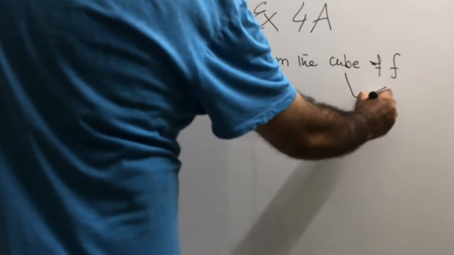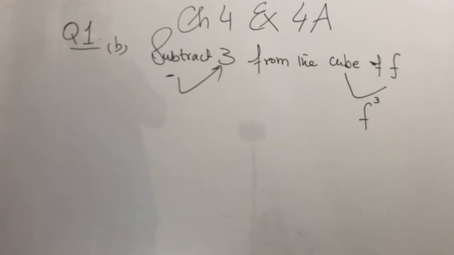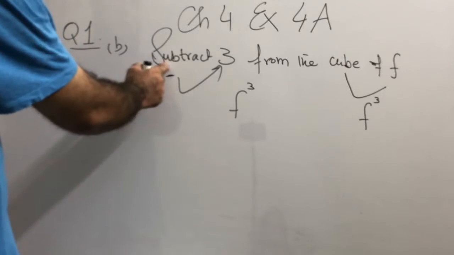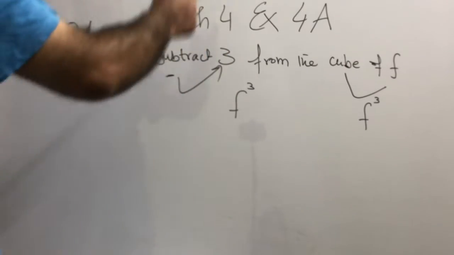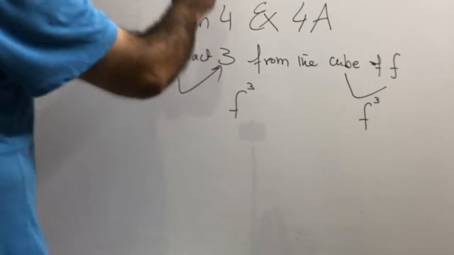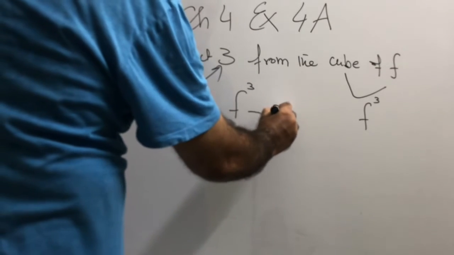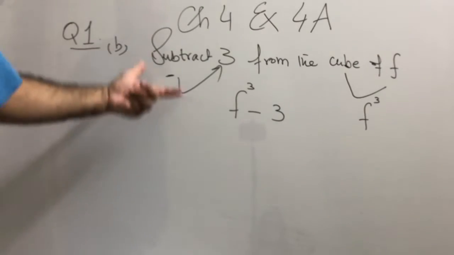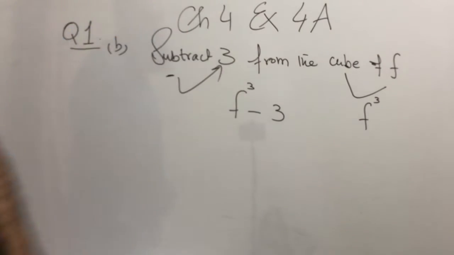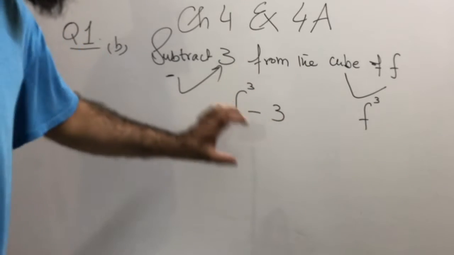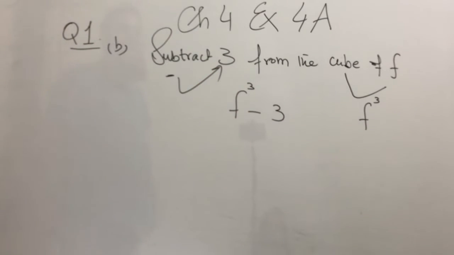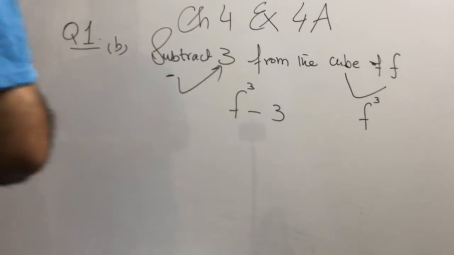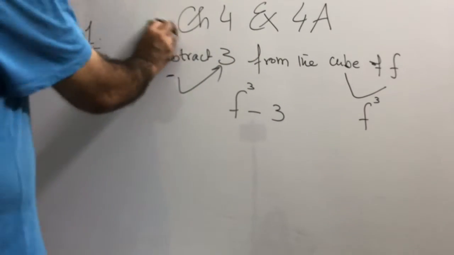F power 3, f cube. So we will say f cube, and we need to subtract 3. The minus sign must be with the 3 because we need to subtract 3, minus 3. This is the algebraic expression for subtract 3 from the cube of f: f cube minus 3. This is the algebraic language, or we say algebraic expression. This was the answer for part B.